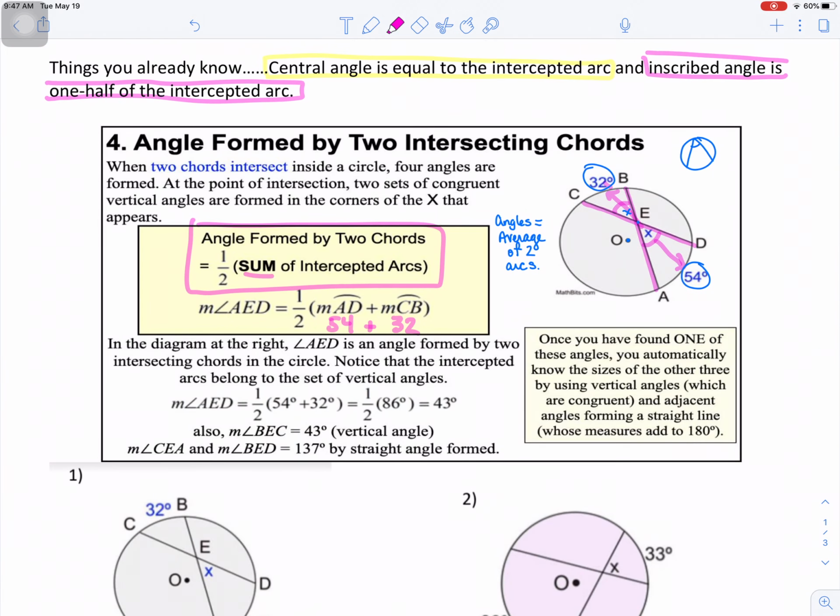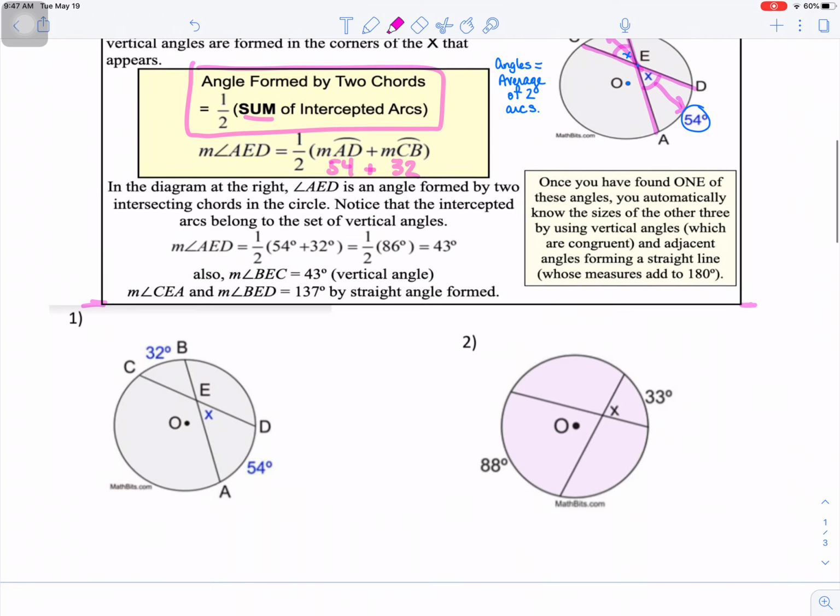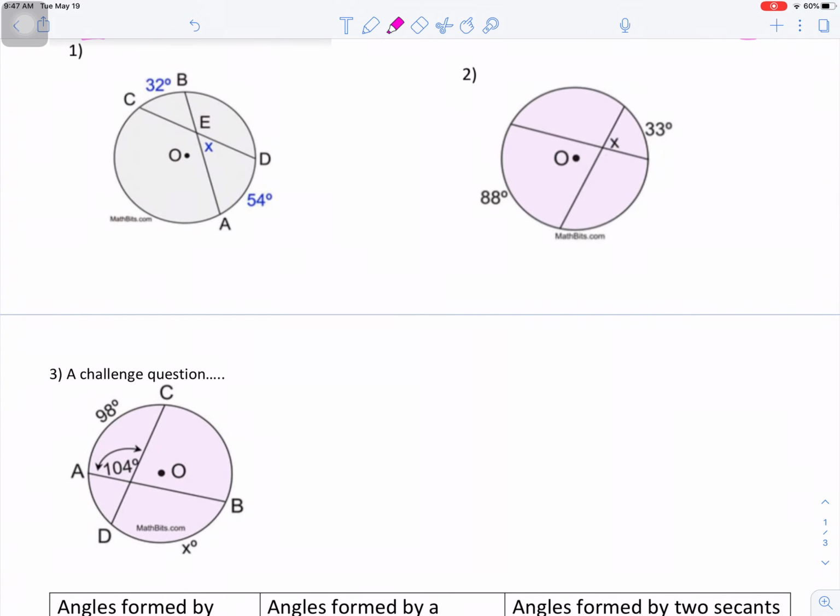And this whole problem is worked out here with an explanation for you. Okay? So this is the first thing you have to walk away from this lesson understanding. And here's 3 problems for you to practice.